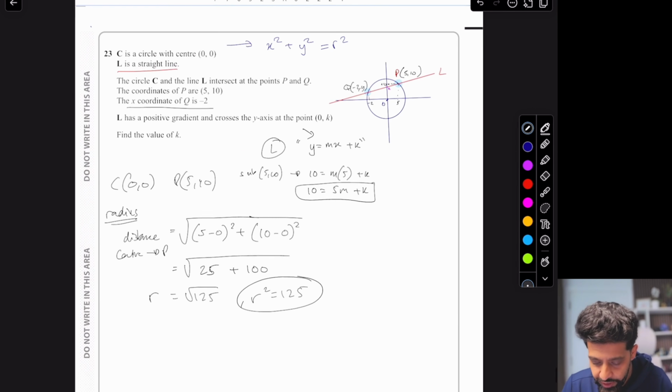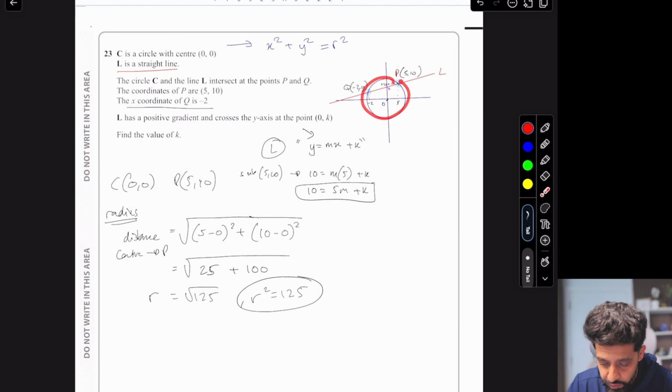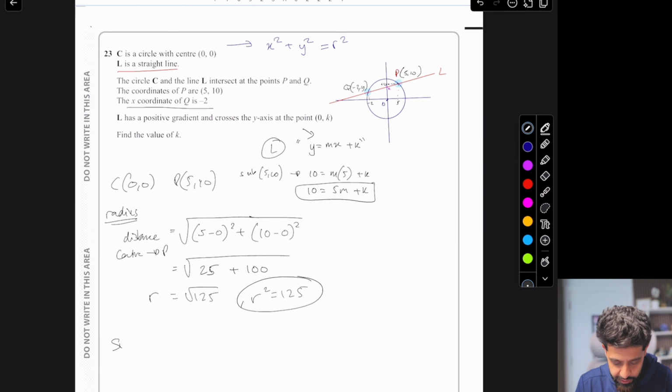Right, so let's use the equation of the circle, by the way. We know that the circle goes through point Q. So we're going to sub point Q, which is minus 2, y, into the equation of a circle, x squared plus y squared equals r squared, which is 125.